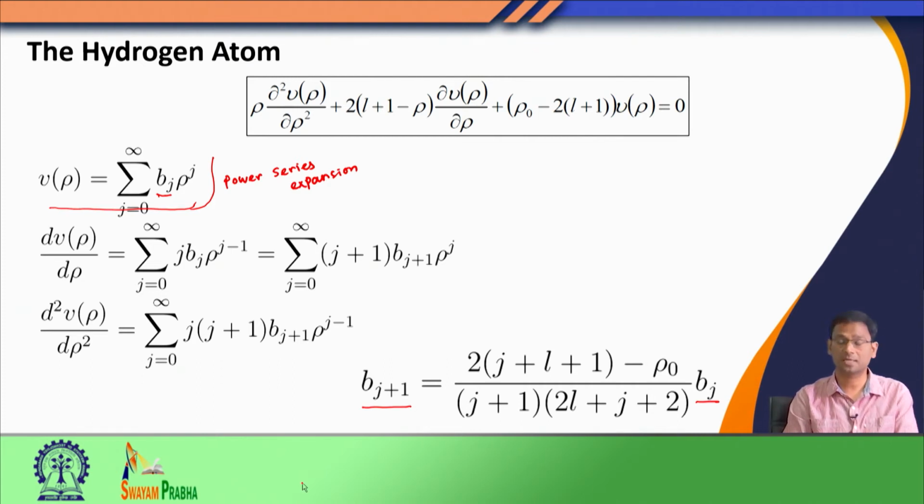The beauty of this relation is that starting from B 0, for example, if you know B 0, you can use this coefficient over here and obtain B 1, and since you know B 1, you can use this coefficient to get B 2, and so on and so forth. Once you know the coefficients B 0, B 1, B 2, you can express your v of rho, the function, and once you have expressed the v of rho, you have the final radial solution of this hydrogen atom problem. We will now continue our discussion from this point.